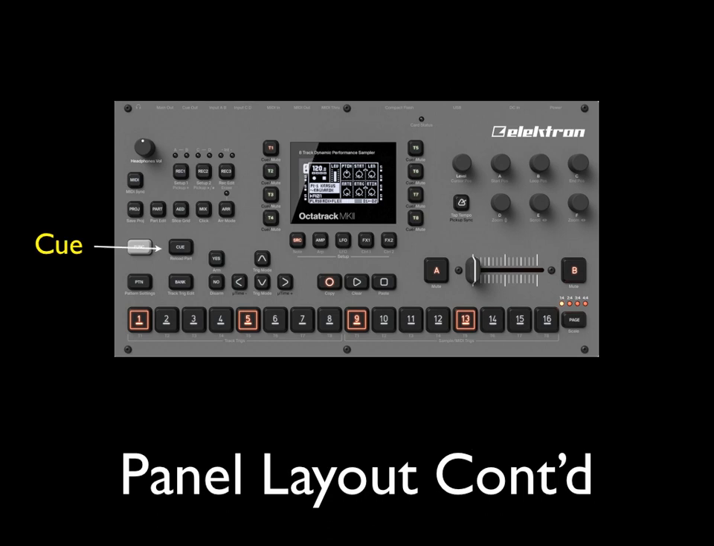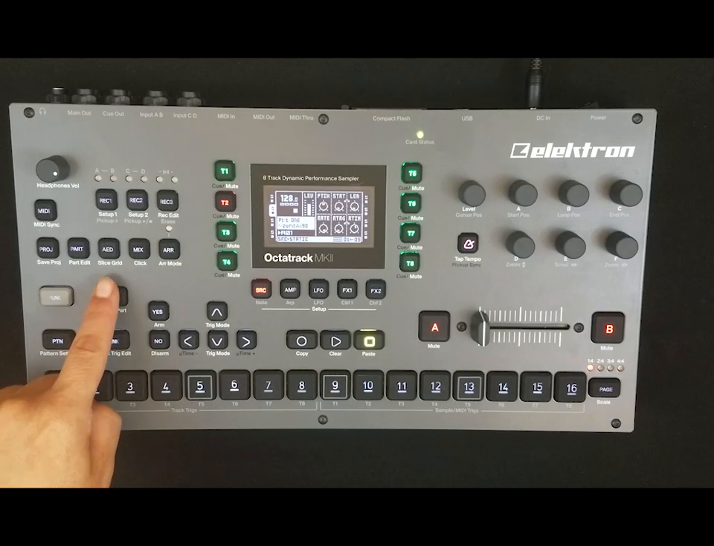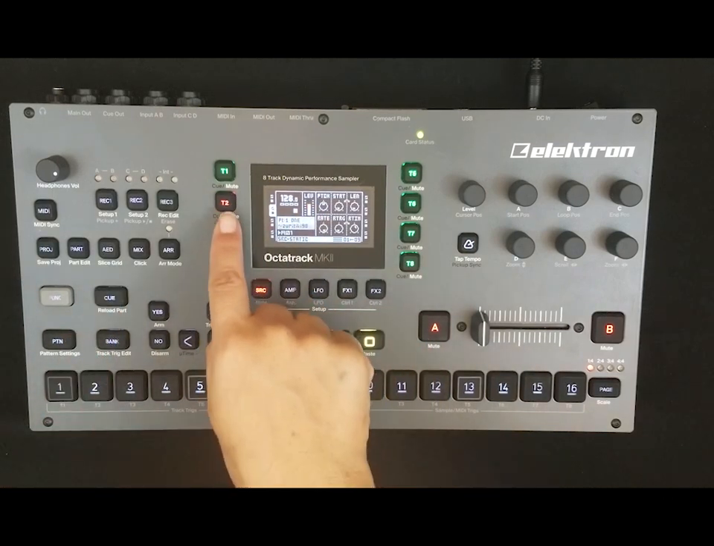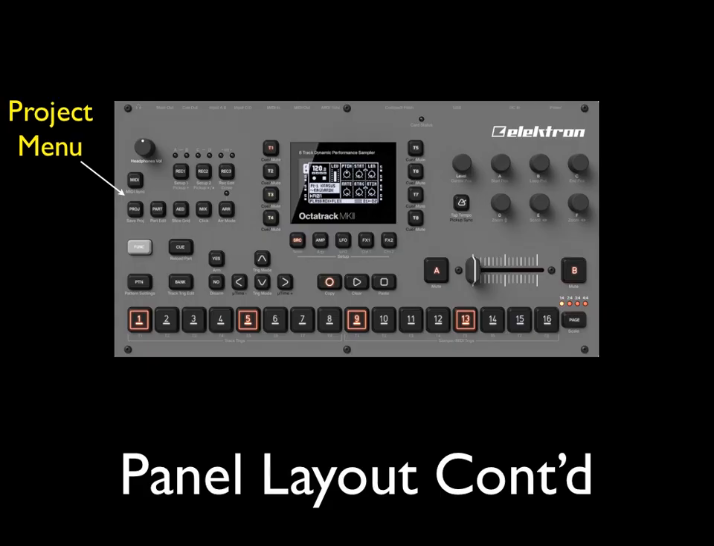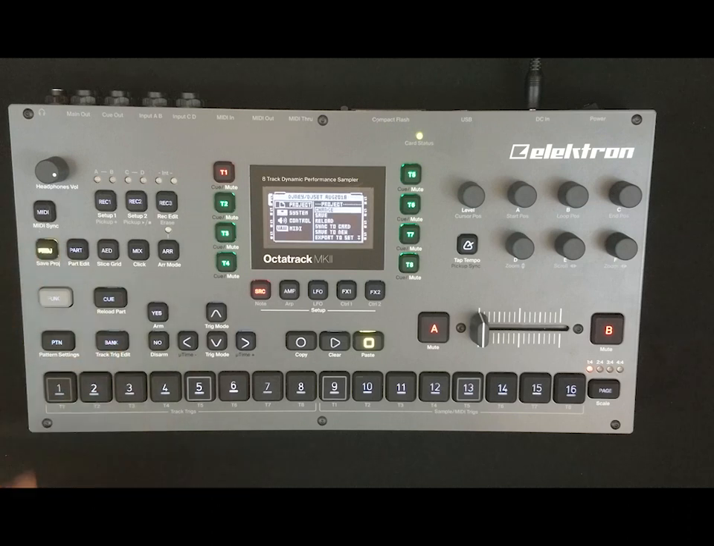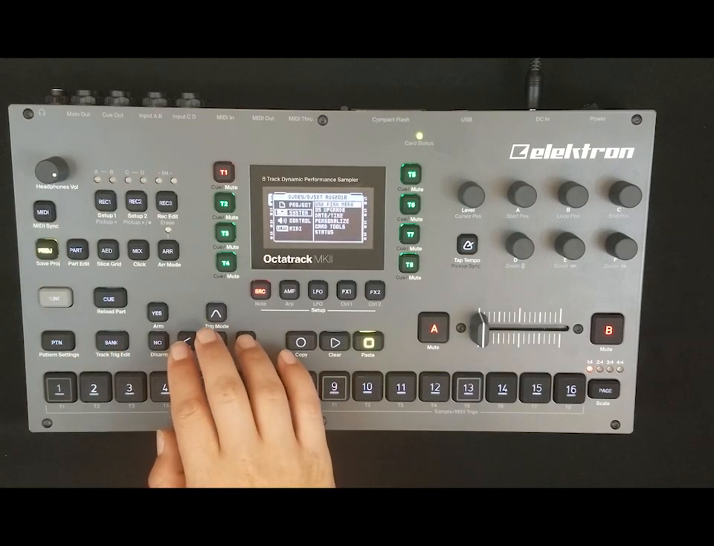Q, when pressed with a track, will cue that track. Audio is then routed to the Q outputs. The project button is where all the main menus are located. We'll go through those in detail throughout the course.